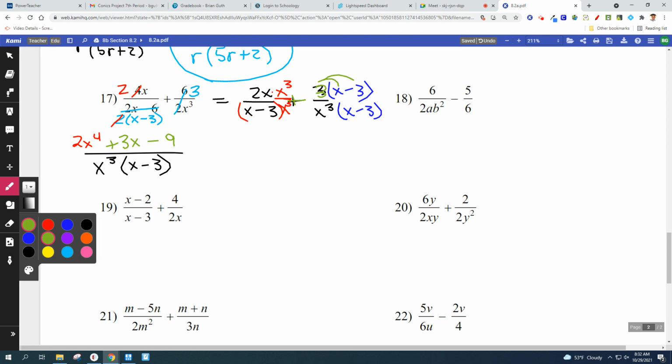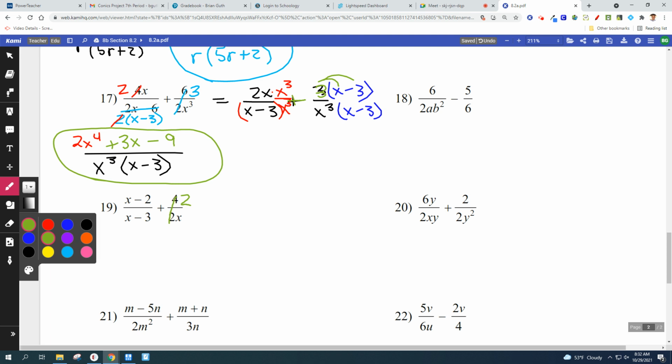There's nothing we can reduce there. That's the answer. Okay. Number 19. I see one thing that can reduce right off the bat. See how that 2 can go into that 4 twice? You're going to have to reduce that either at the beginning or at the end. It doesn't really matter, but it's probably going to be easier if you reduce it at the beginning.